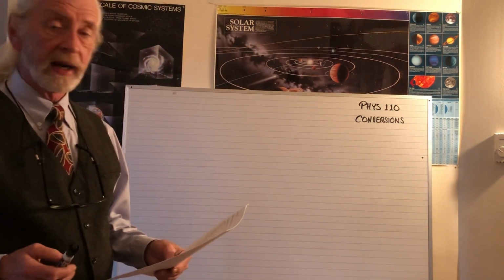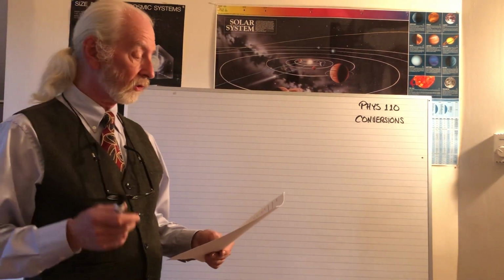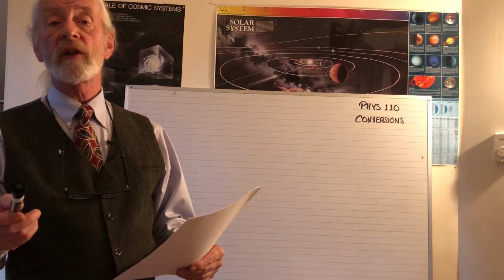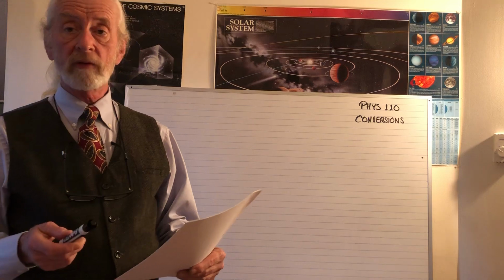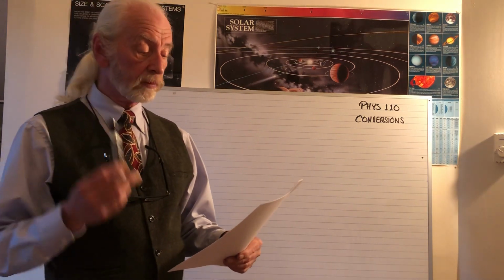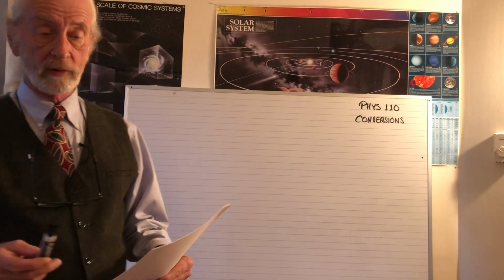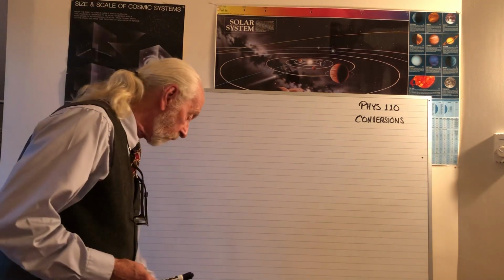So here we are, we're on page 25 in the workbook, conversions. It's based on the principles used in multiplying fractions. Write that in there. Multiplying fractions. And exploits the rules used in cross-canceling. You may recall that from grade school. So here's the first example.